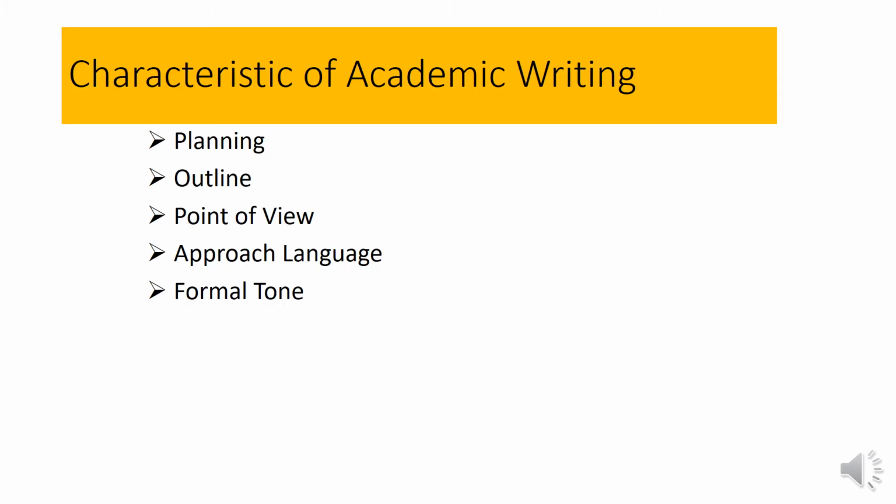We move to characteristics of academic writing. Here we have 5 characteristics of academic writing. First, academic writing must have planning. Second, have an outline. Third, point of view. Fourth, approach language. And last, a formal tone in academic writing.